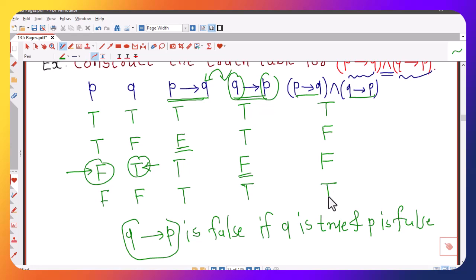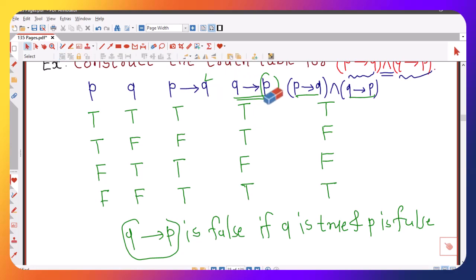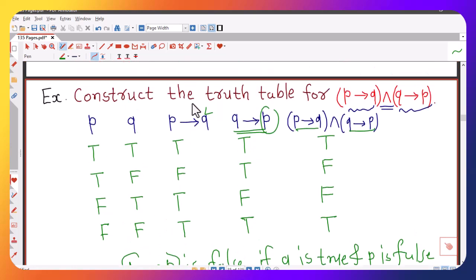And then we can construct the truth table by drawing rows and columns so that it will look nice. So in this way we can easily write down the truth table. For implications also, here we have taken the conjunction of two implications, p to q and q to p.